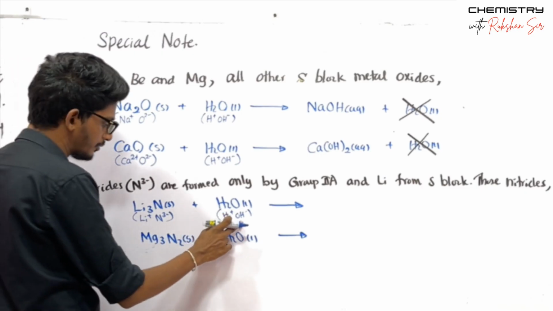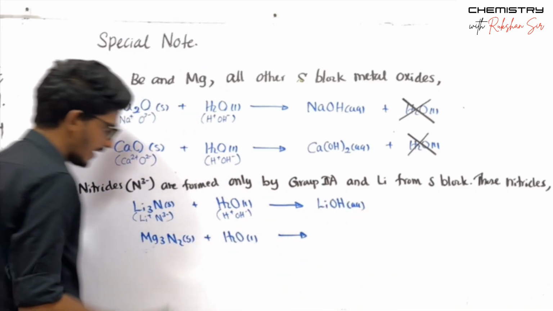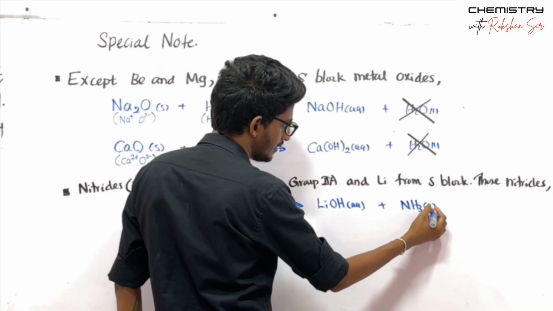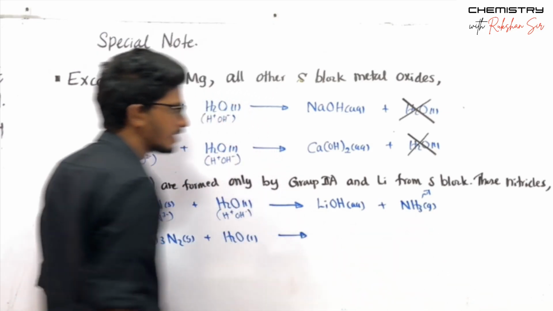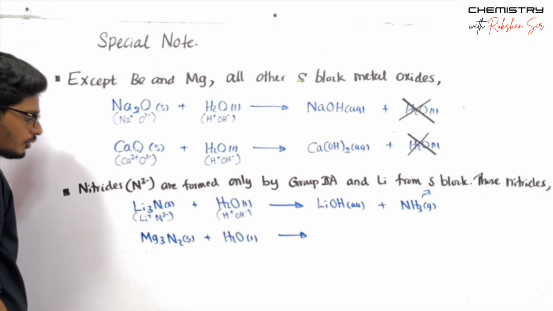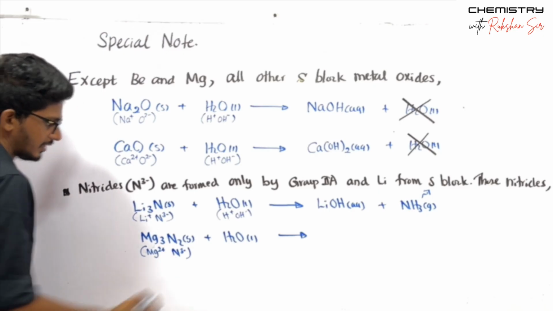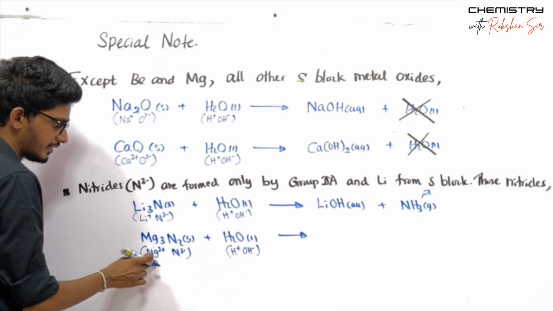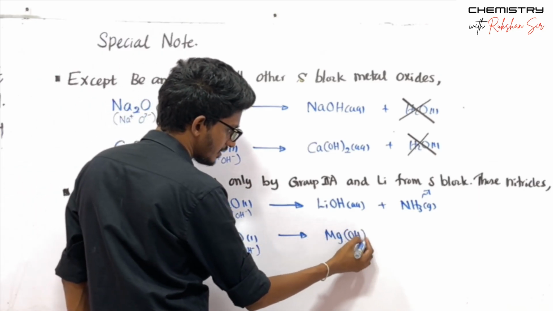Lithium plus connects with the OH minus, that is lithium hydroxide, and H plus connects with the N3 minus, that is NH3 gas. Exchange of valence is H plus N3 minus. So when the nitrides react with water, the hydroxide and the ammonia will be produced. Here as well, magnesium 2 plus, N3 minus are there, H plus and the OH minus are there. So magnesium hydroxide and NH3. Right? These are ion exchange reactions.